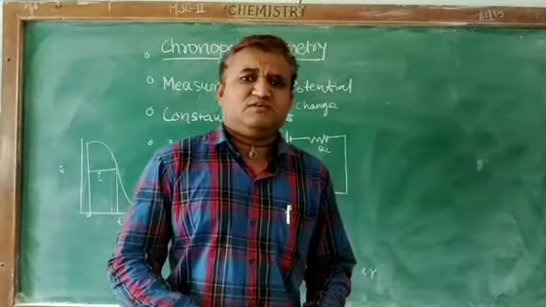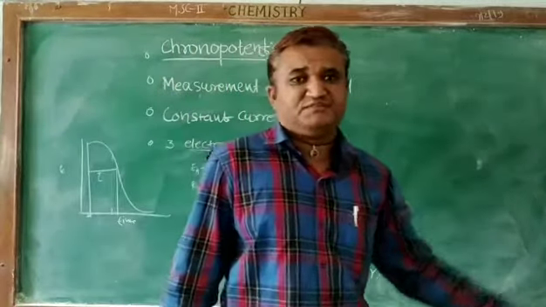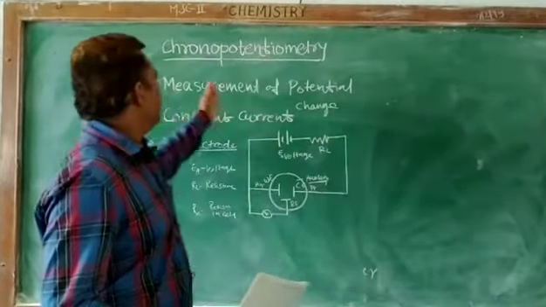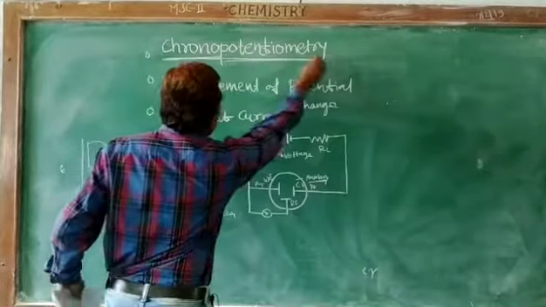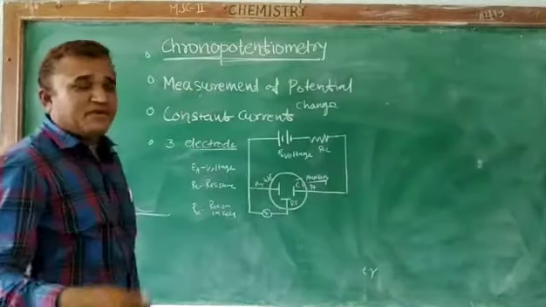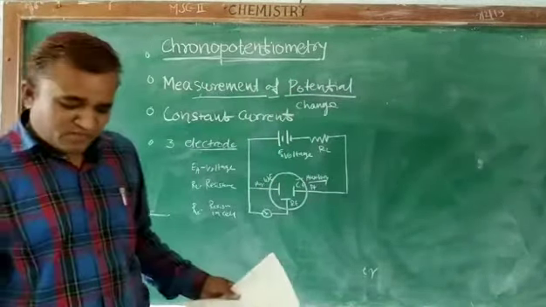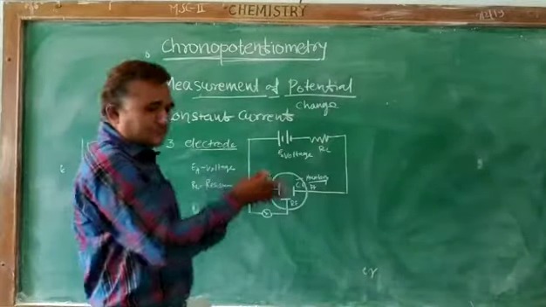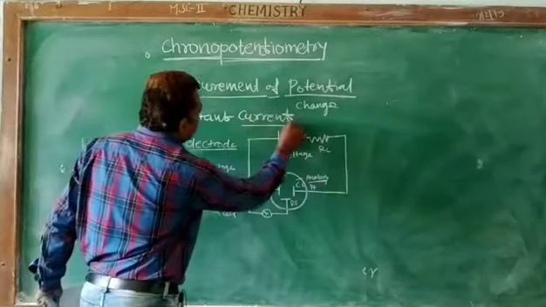So today we will discuss chronopotentiometry. As the name suggests, chrono potentiometry is the measurement of potential. So in chronopotentiometry, we measure the potential of the electrode while we maintain the current constant.